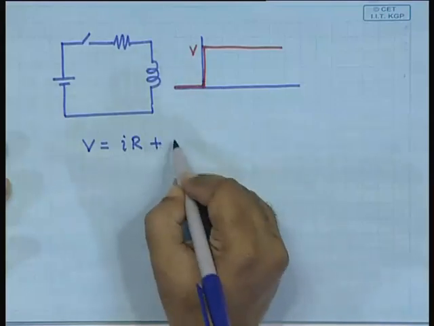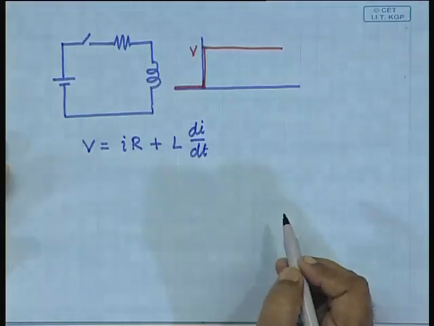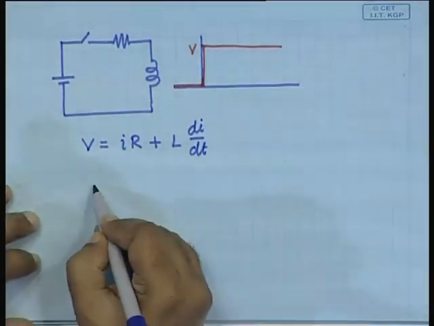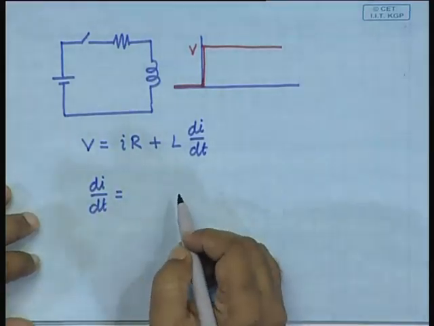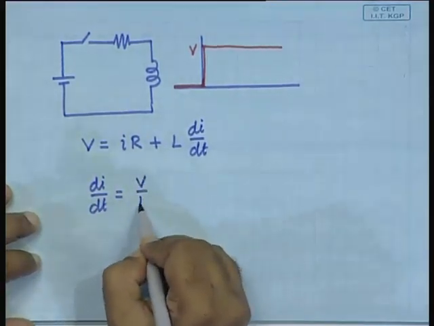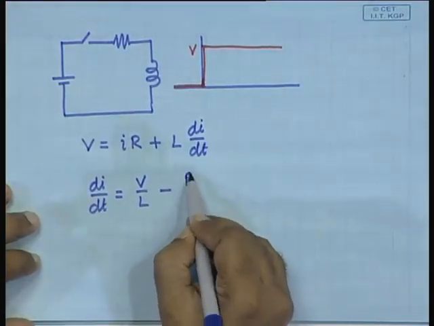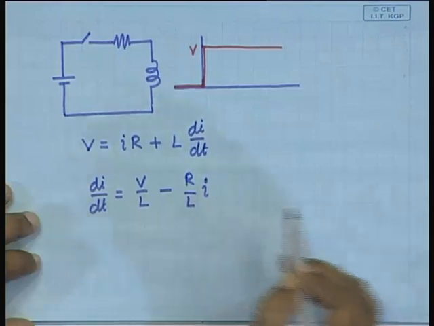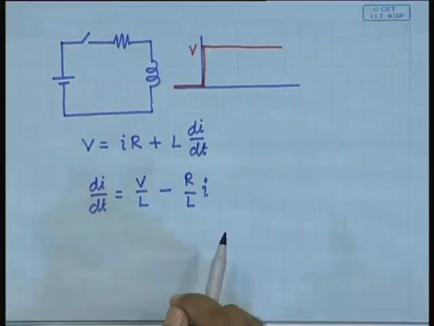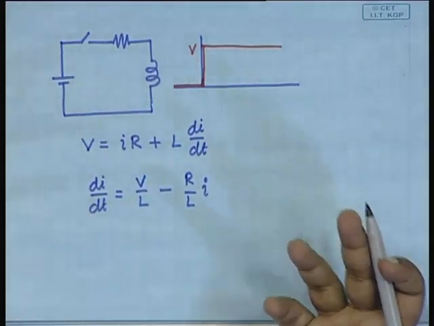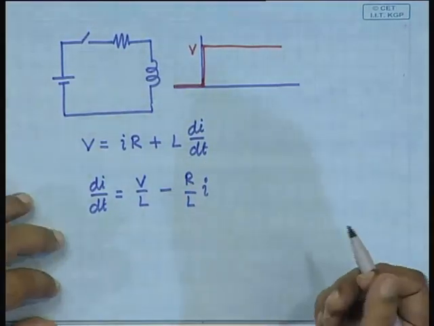plus, fine, that is the Kirchhoff's voltage law. So you have dI/dt is equal to V by L, fine. So we need to obtain the solution of this. This is a one-dimensional first order equation. So it is very easy to obtain the solution of this. Can we all obtain it?